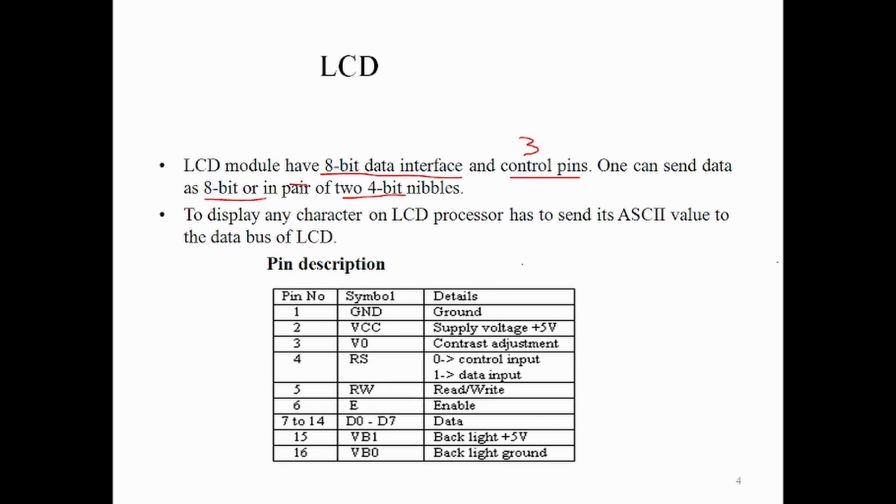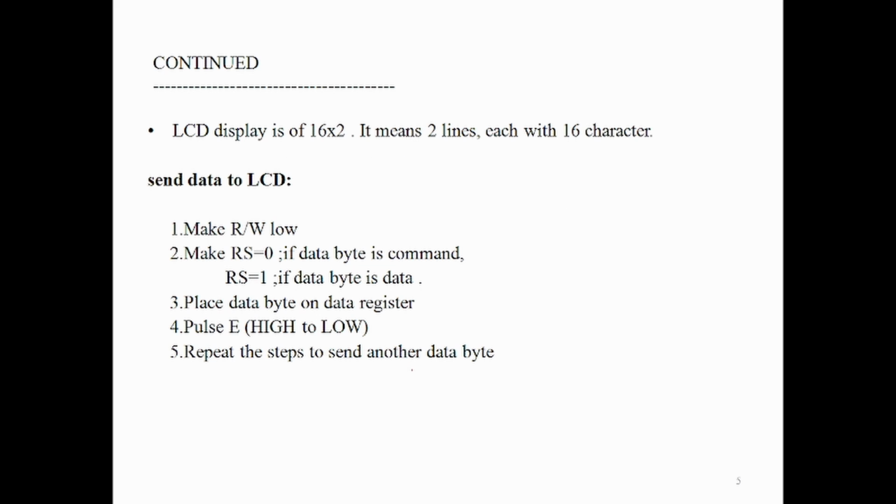Okay, and this is the pin description in detail: ground, power supply, contrast adjustment, RS. If RS is 0, then it will be considered as a control input, and if RS is 1, then it will be considered as a data input. RW for read and write, enable, then data pins. Okay, and this is for backlight, right? So these 16 pins will be there on the LCD hardware, right?